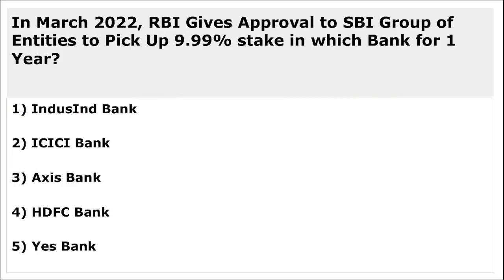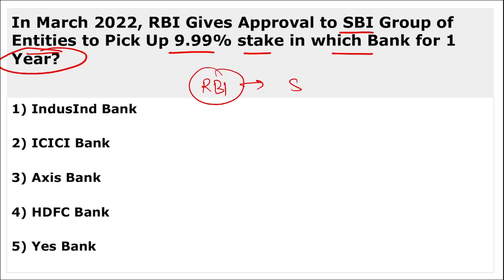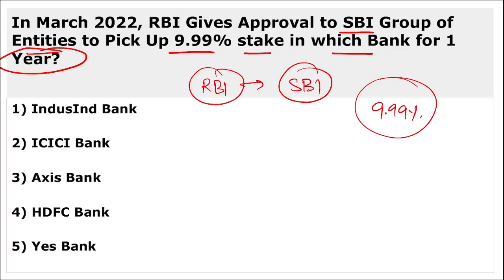Moving on. RBI gave approval to SBI group entities to pick up a 9.99% stake in which bank for 1 year? Recently, RBI gave approval to SBI group entities to pick up a 9.99% stake in which bank for 1 year. It was done to acquire the 9.99% stake in ICICI Bank.